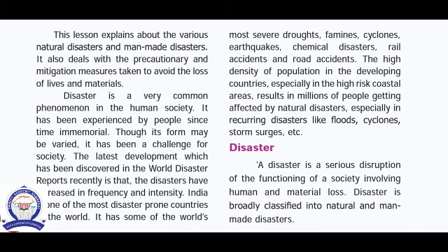It has some of the world's most severe droughts, famines, cyclones, earthquakes, chemical disasters, rail accidents, and road accidents. The high density of population in the developing countries, especially in the high-risk coastal areas, has resulted in millions of people getting affected by natural disasters, especially recurring disasters like floods, cyclones, and storms.